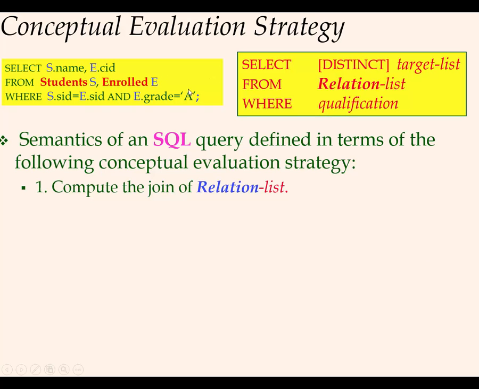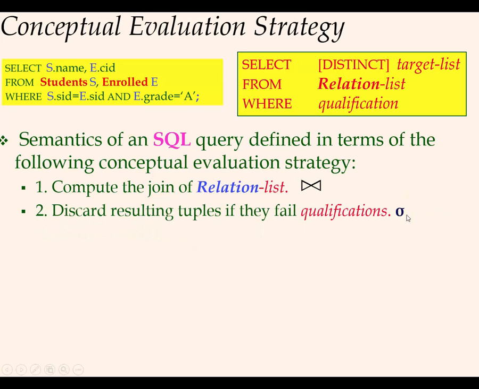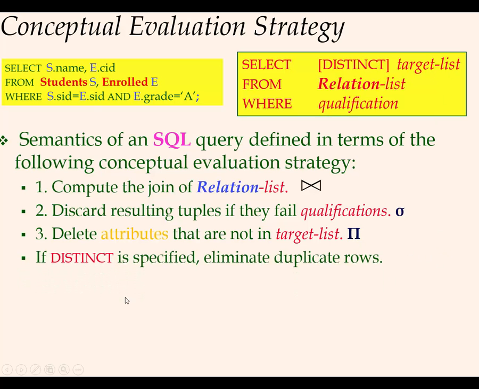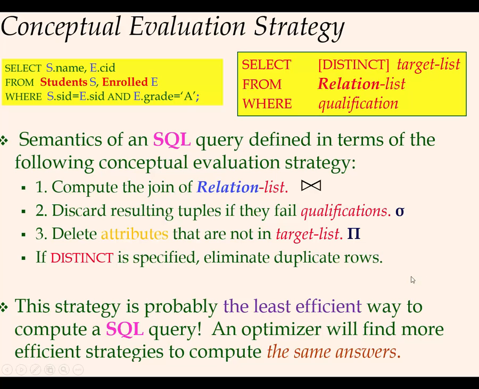So in order to answer this query based on the two relations, students and enrolled, first you have to compute the join of the relation list. So this is the join. Then I want to discard the tuples that fail to qualify. I'm applying the sigma or select. And these are examples of formulas or conditions that will disqualify the tuples. Then I want to delete the attributes that are not in the target list. So I'm applying this operator pi. If distinct is specified, then I have to eliminate duplicate rows. And so this is the least efficient.